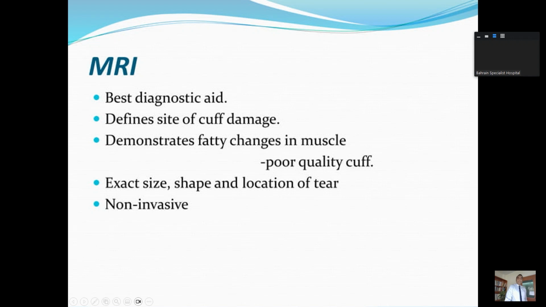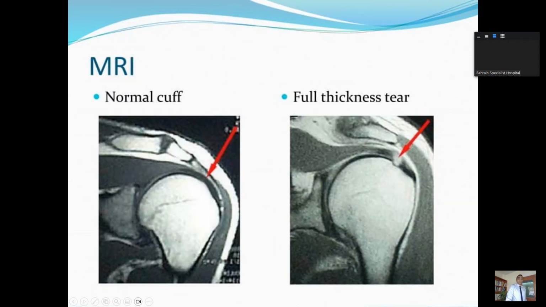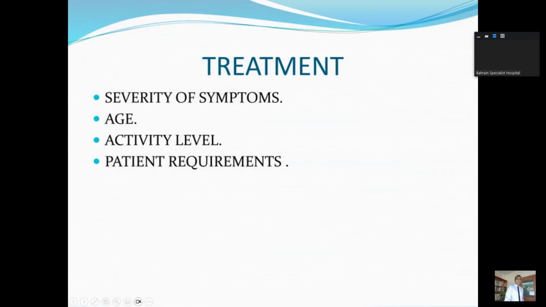MRI is the best diagnostic aid. It defines the cuff damage. It also tells about the quality of the cuff. If there is any atrophy, the exact shape, size, and location of the tear can be visualized using MRI. These are a few images of the MRI wherein the normal cuff is visible with continuity in attachment to the greater tuberosity. In the full thickness tear, there is a breach in the continuity of the rotator cuff. Treatment depends upon the severity of symptoms, the age of the patient, activity level, and the patient requirements.